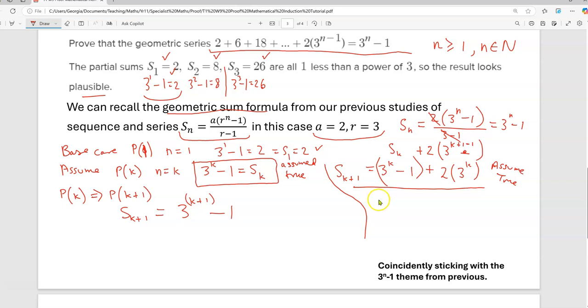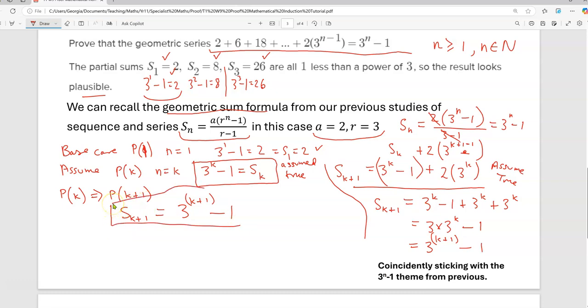So if we expand all of this out, let's have a look. We've got 3 to the power of k minus 1 plus 2 times 3 to the power of k. And that's going to work out to be 3 times 3 to the power of k minus 1, which, what do you know, is actually 3 to the power of k plus 1 minus 1, which is exactly the same as this formula is showing here. So we're able to show it's true.